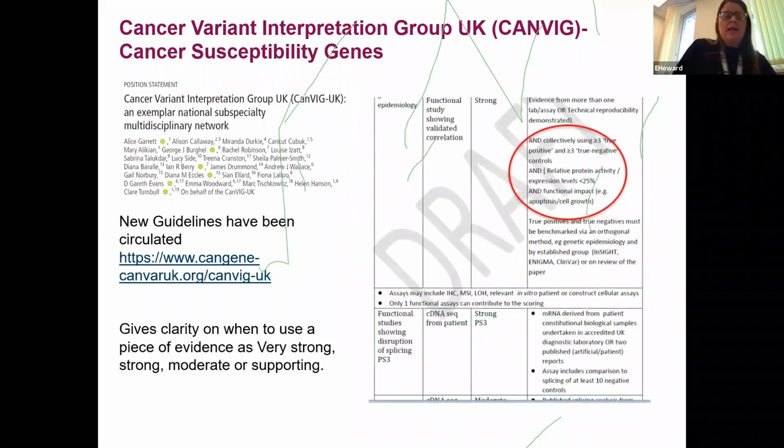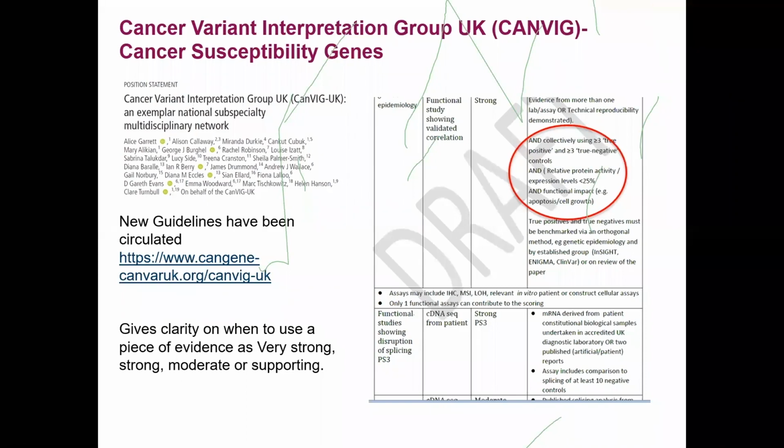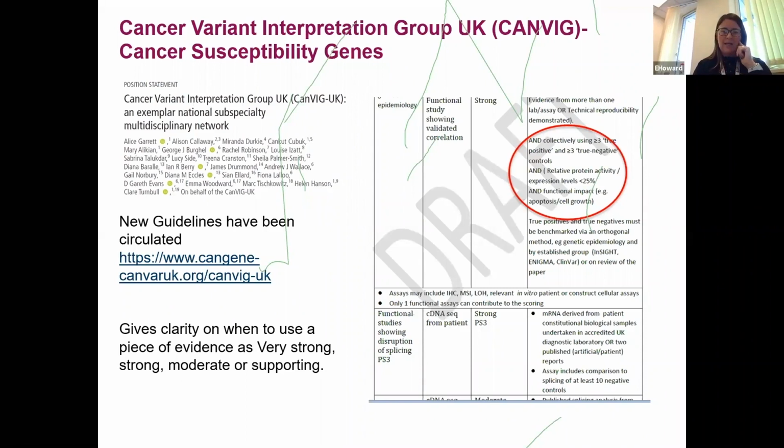So I wanted to highlight here these new guidance, which are more applicable to cancer susceptibility genes. And these are CANVIG guidance. These have only been released for general use in October at the website highlighted in the slide here. What they do is they take the ACMG and ACGS guidance, and then they break it down to provide more clarity specific to cancer susceptibility genes. And the categories are still the same.